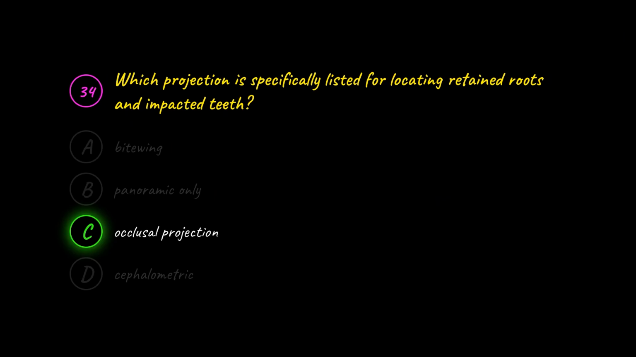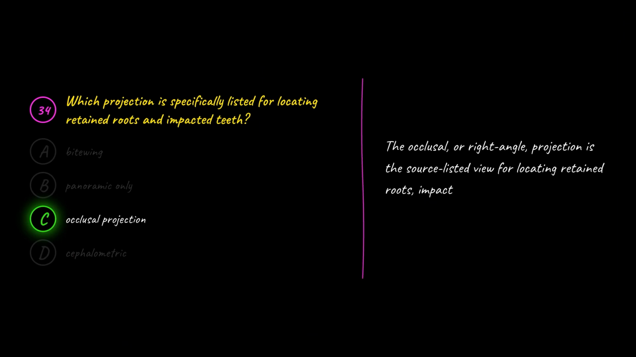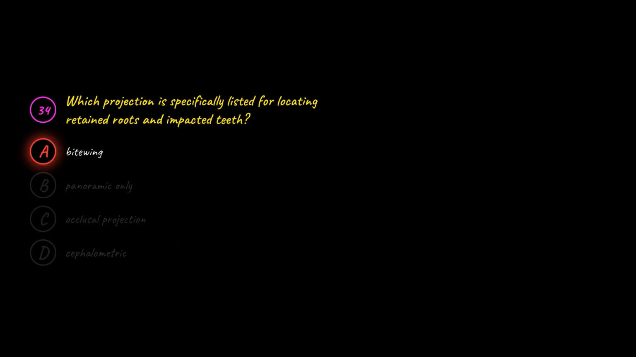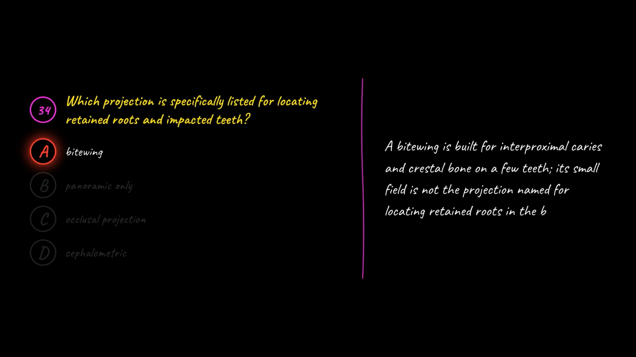Occlusal projection. C is correct because the occlusal, or right angle, projection is the source-listed view for locating retained roots, impacted teeth, salivary stones, and fractures over a broad section of an arch. A is wrong because a bitewing is built for interproximal caries and crestal bone on a few teeth. Its small field is not the projection name for locating retained roots in the bone.